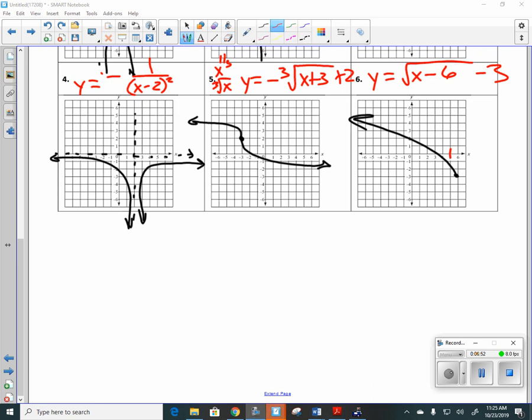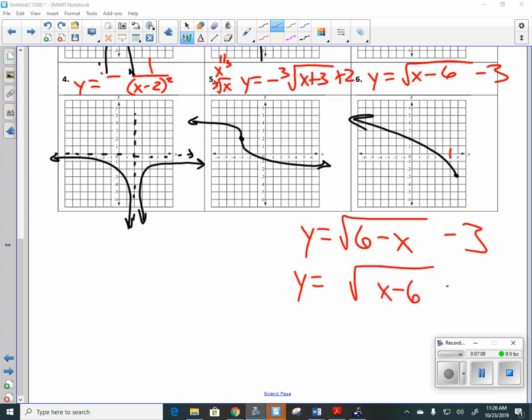We can write it two ways. First of all, y equals the square root of 6 minus x, minus 3. That's the equation. Here's how Shelby wrote it: y is equal to the square root of x minus 6, minus 3, and then she put the negative here, which is the same thing, right? So she said: right 6, horizontal reflection, down 3. These are the same, and that's how it is.